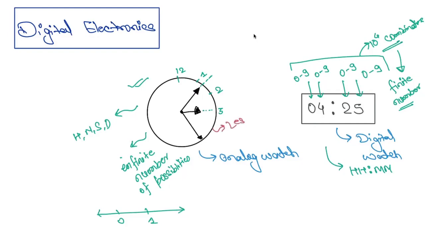Where will the accuracy be higher? Here it will be less accurate. Yes or no? If the minute hand is in between 1 and 2, can you tell exactly where? No. Compared to this digital clock, it is more accurate. Yes or no?